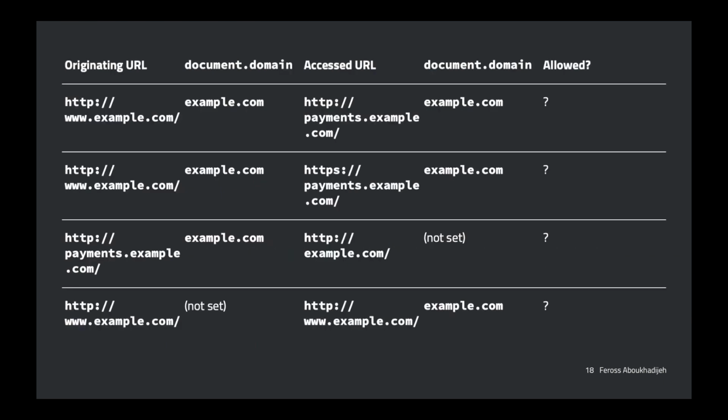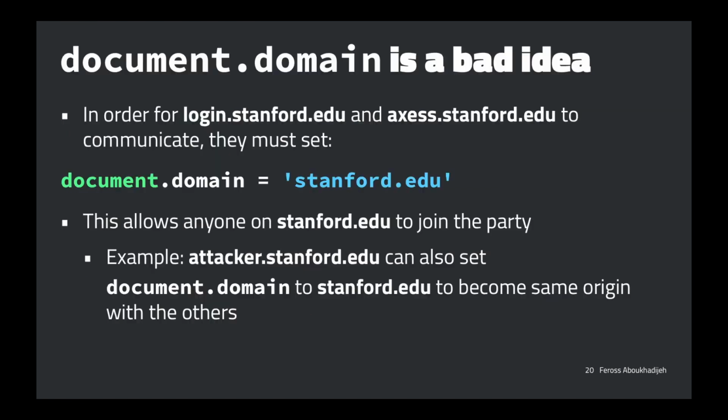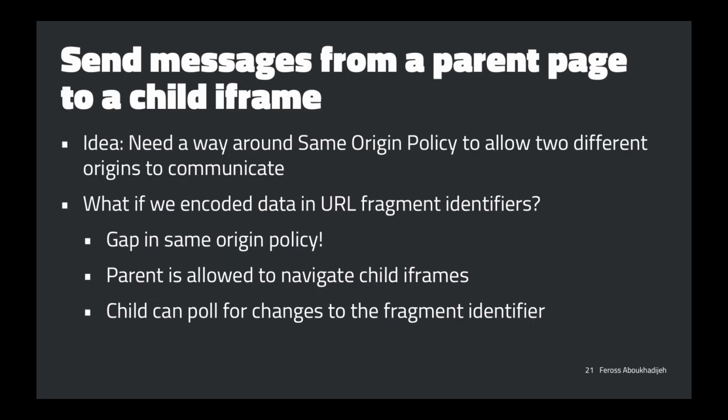Okay, so I think we'll skip this. It's not too important. This is just ensuring that we all understand how setting document.domain or not setting it affects whether something is allowed or not. But you can take a look at this in the slides if you're curious. Just to emphasize why it's a bad idea: if login and access want to talk to each other, they're going to run this code, and then now anyone on stanford.edu can also run that code, and then they can talk to that page. So this is a problem.